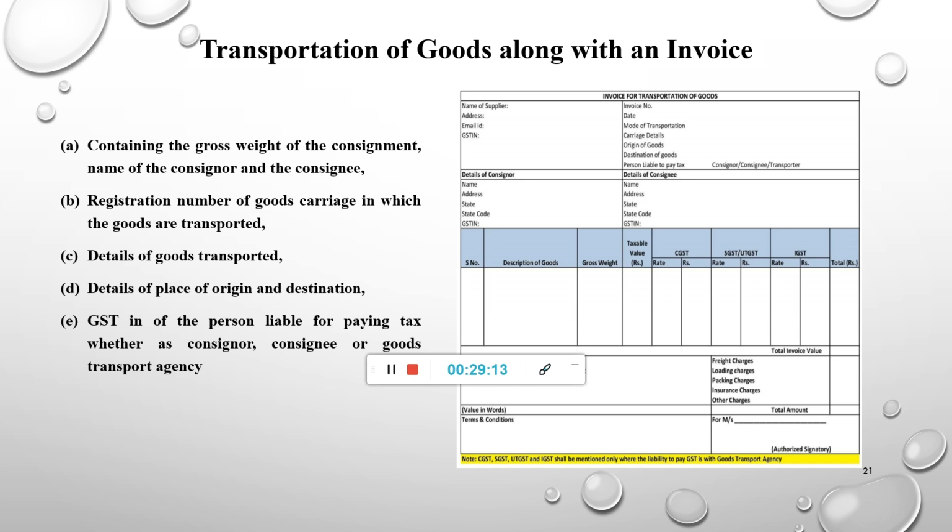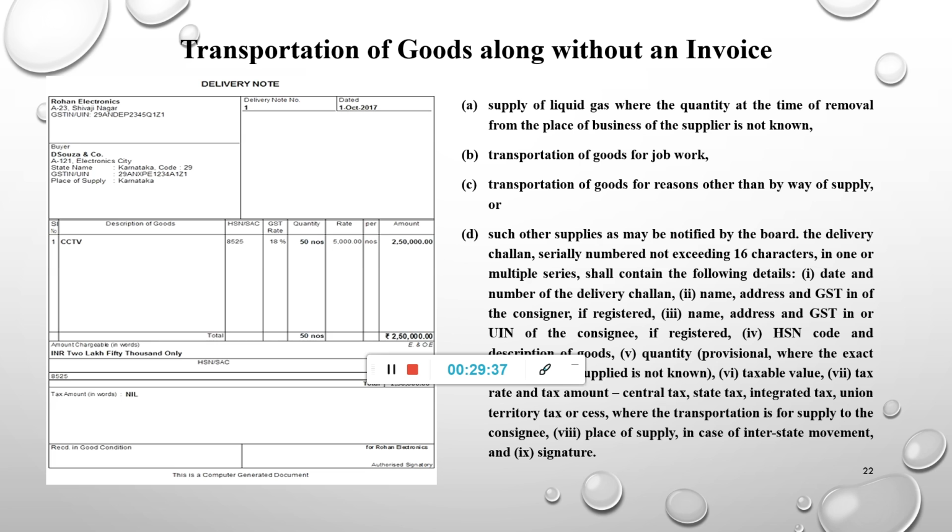Where the taxable service is supplying passenger transportation service, a tax invoice shall include a ticket in any form by whatever name called, whether or not serially numbered, and whether or not containing the address of the recipient of service, but containing other information as prescribed under Rule 1 of the invoice rules. Now let's discuss transportation of goods when it takes place without any invoice.